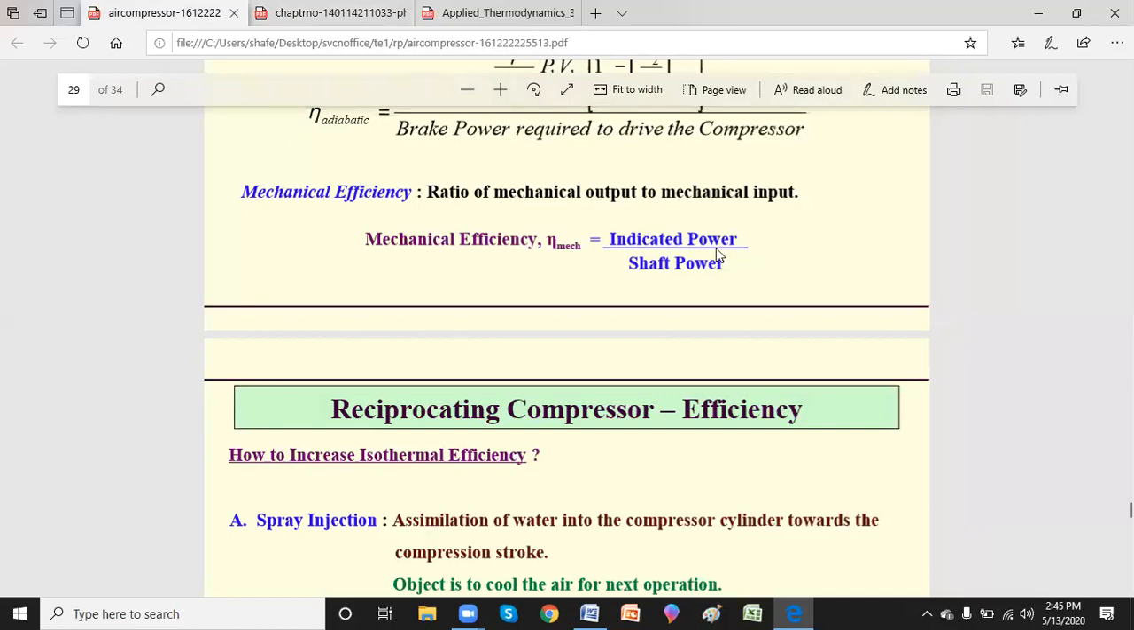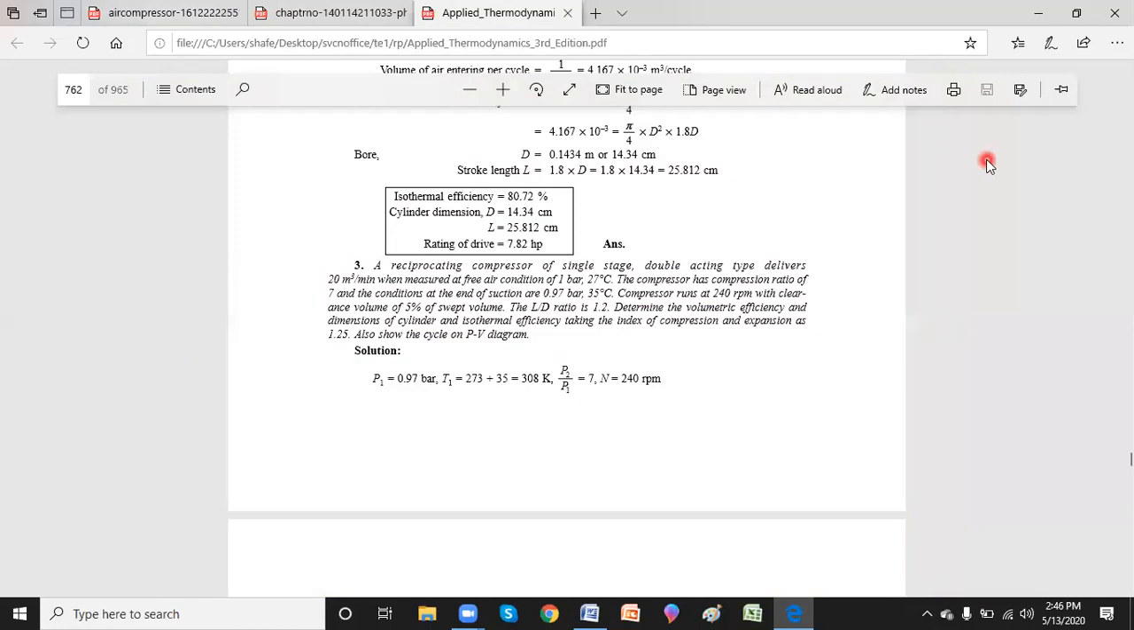Now, this particular problem gives you the idea of how a problem based on clearance works, considering the clearance volume. The previous problem we did was without clearance volume. I have already shared this text for you, so just quickly go through this particular problem.